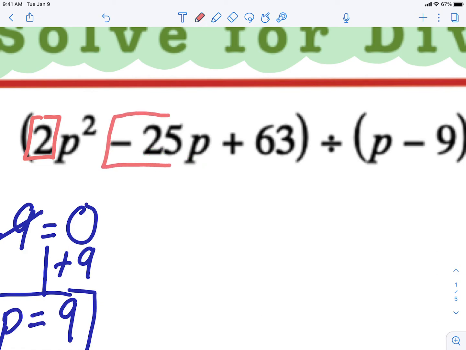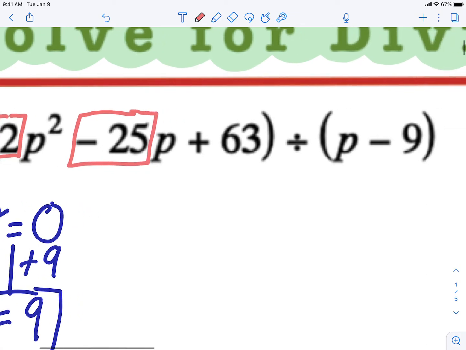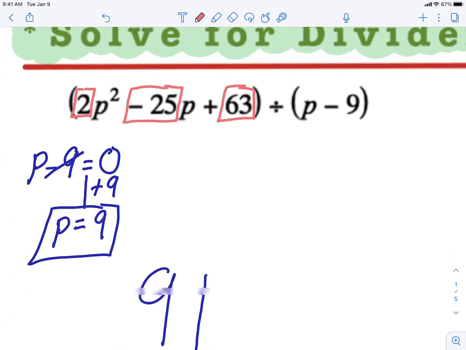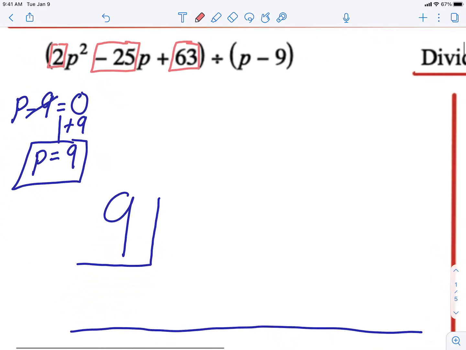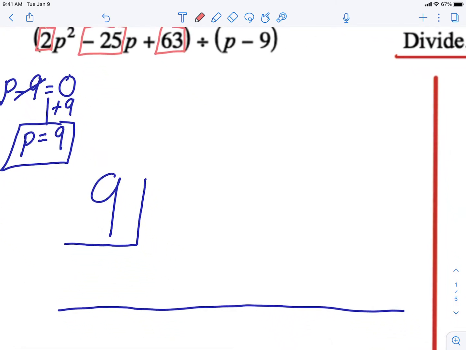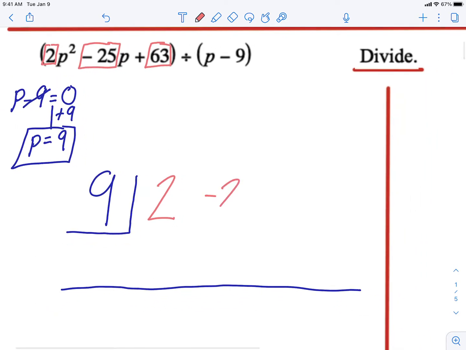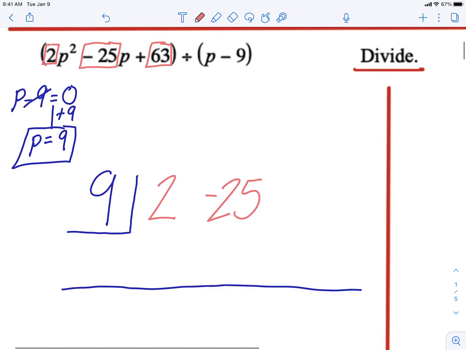Exactly, negative 25. Okay. And finally, what is the last regular number there? 63. Right? There you go. So those three numbers, kiddos, I'm going to bring them down and write them right here: 2, negative 25, and positive 63. And I can write a positive 2 here as well. Okay?